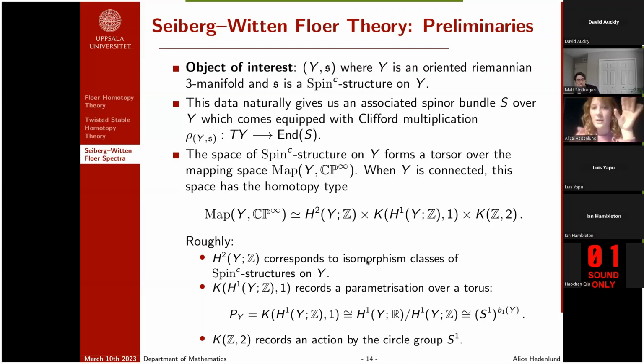These correspond to isomorphism classes of spin-C structures on Y. Then you have this thing, which you should think of as a parametrization over a torus. This is called a Picard torus. And this K(Z,2), which is just CP infinity, basically records an action by the circle group on your thing.